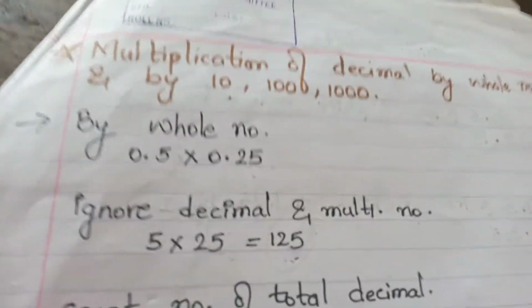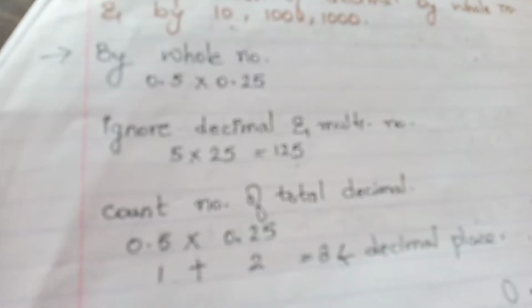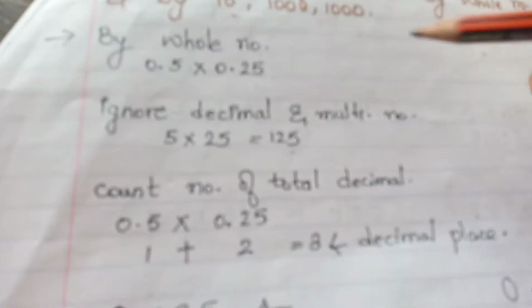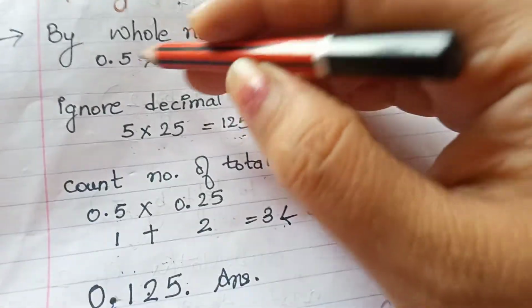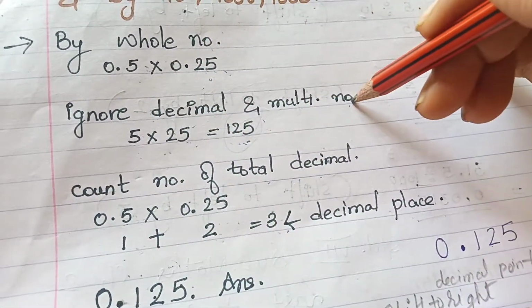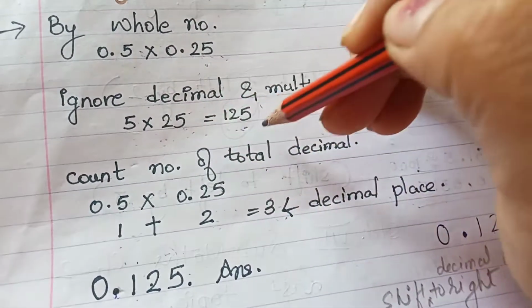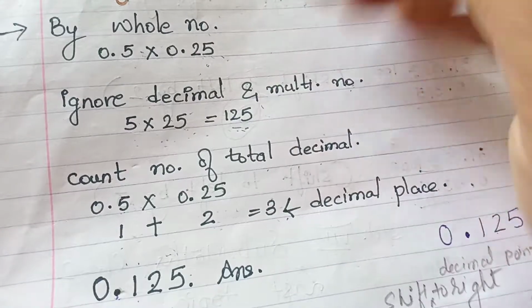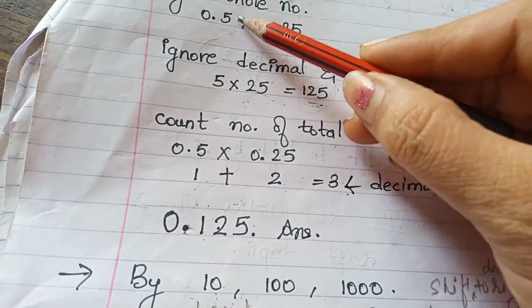Now the next point is multiplication of decimal by whole number and by 10, 100, 1000. By a whole number first we will take. So here what is given, 0.5 into 0.25. So ignore the decimals and multiply the numbers. So 5 into 25 you do first, so the answer will come 125. Now count the total number of decimal places.